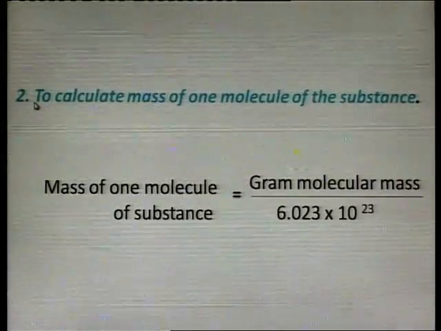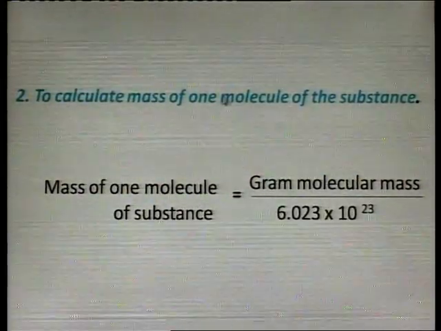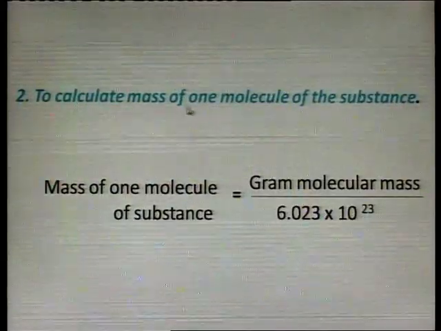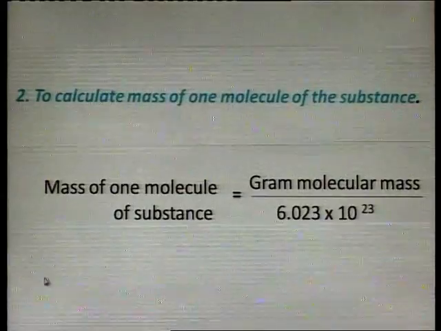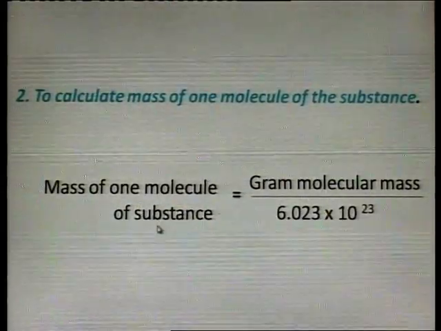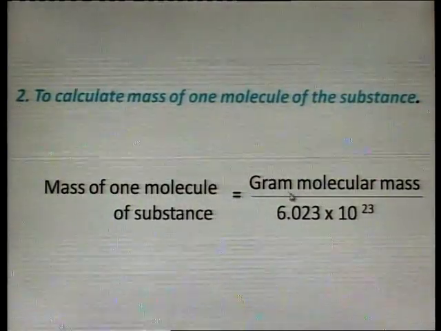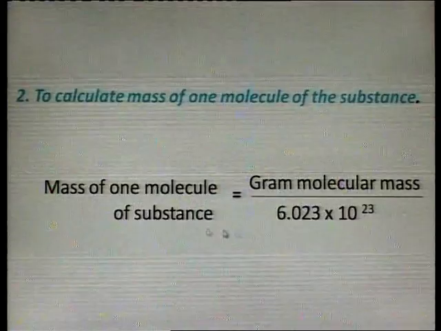The other importance of the mole concept is that, like the mass of an atom, we can calculate the mass of one molecule of a substance. By formula, mathematically, the mass of one molecule of a substance will be equal to gram molecular mass divided by Avogadro's number.